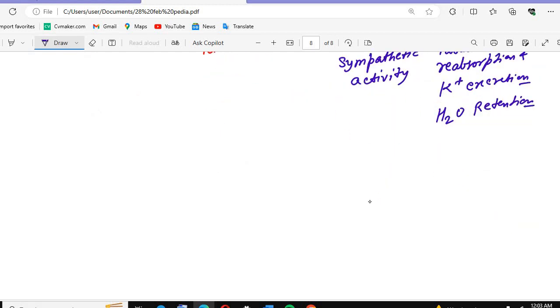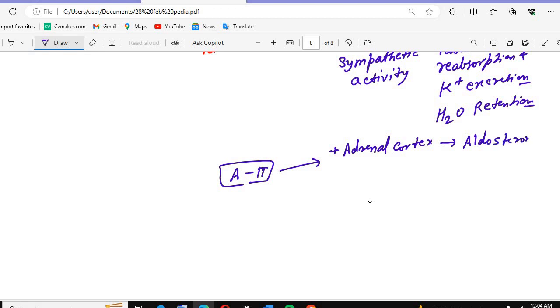What other functions will angiotensin 2 do? I'm writing it here. They stimulate the adrenal cortex, and when the adrenal cortex is stimulated, they release aldosterone. Along with that, it also causes arteriolar vasoconstriction, and I hope you remember that if arteriolar vasoconstriction is there, it increases the blood pressure.